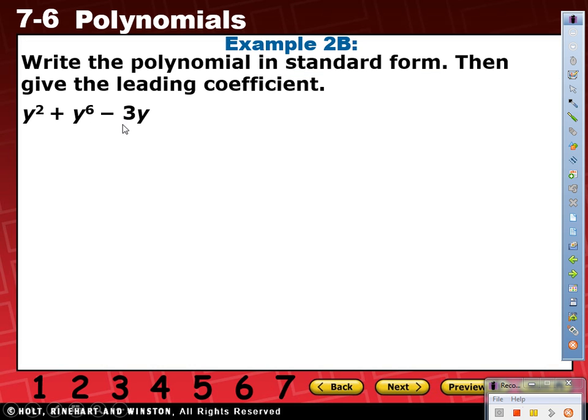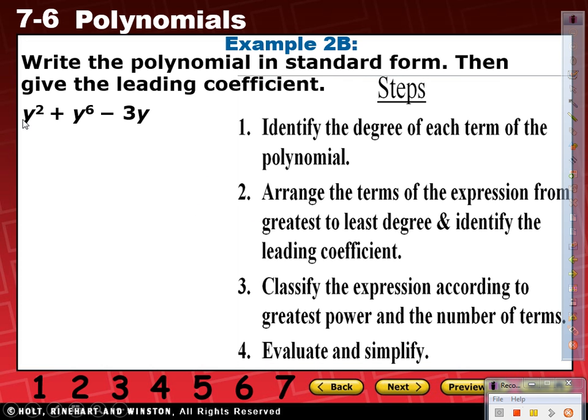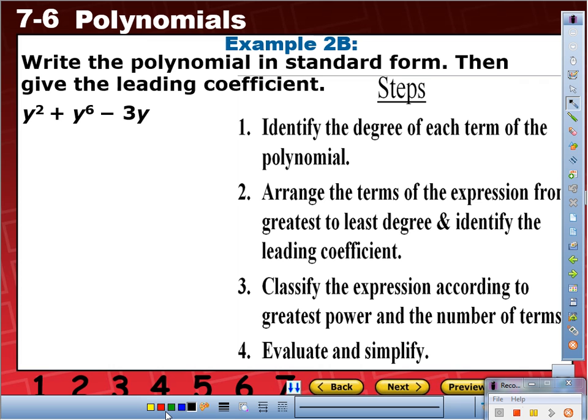Here we go. For this one, you don't have to copy all the black text. Just go example 2b. Copy this polynomial, please, and let's do this together. We're going to write it in standard form and identify the leading coefficient. Yes? Okay, here we go. So everybody write example 2b, y squared plus y to the 6 minus 3y. Everybody ready? All right, here we go.